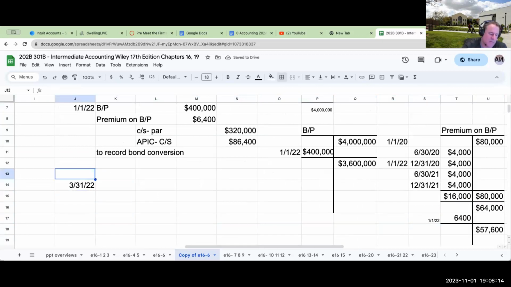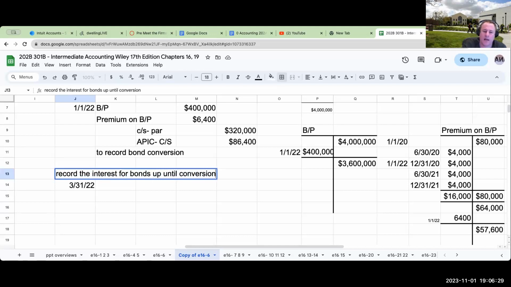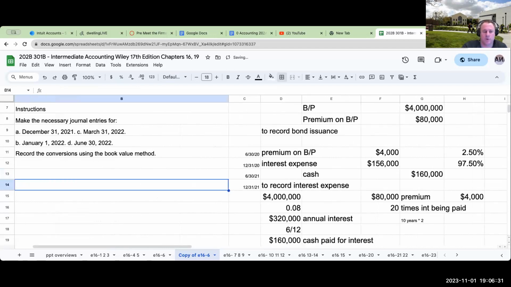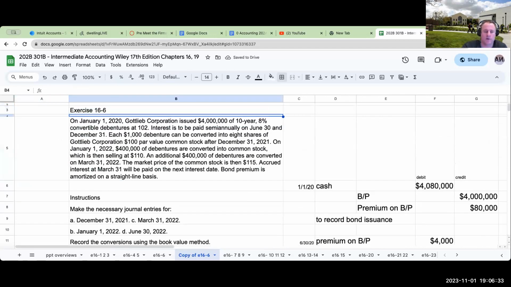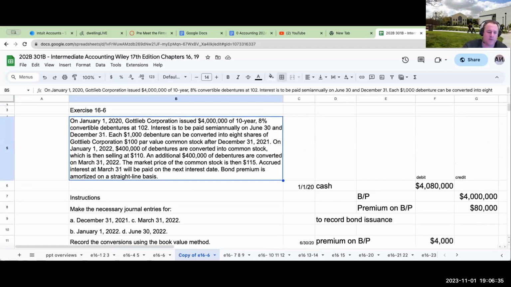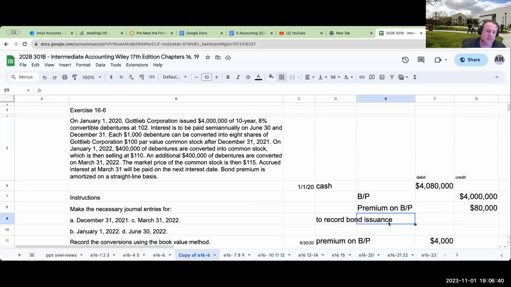So when a bond is being converted in between periods, the first step I like to do is to record the interest for the bonds up until conversion. Now, when a bond is being issued in between periods, notice over here, it says bond premium is amortized and accrued interest at March 31st will be paid on the next interest date.